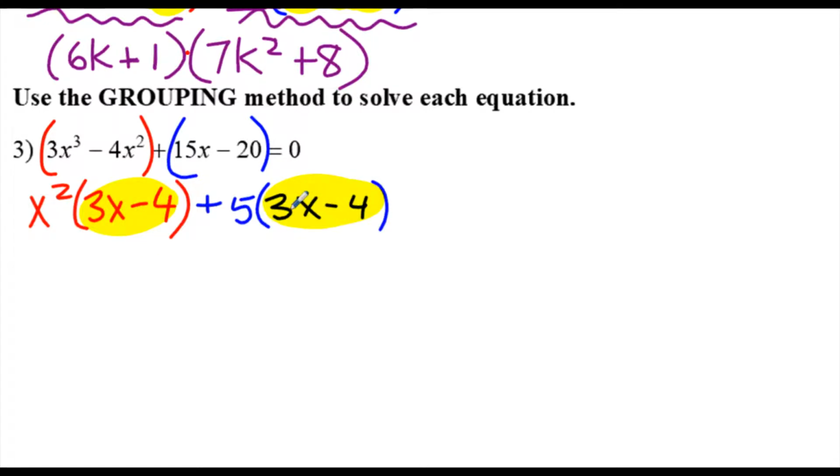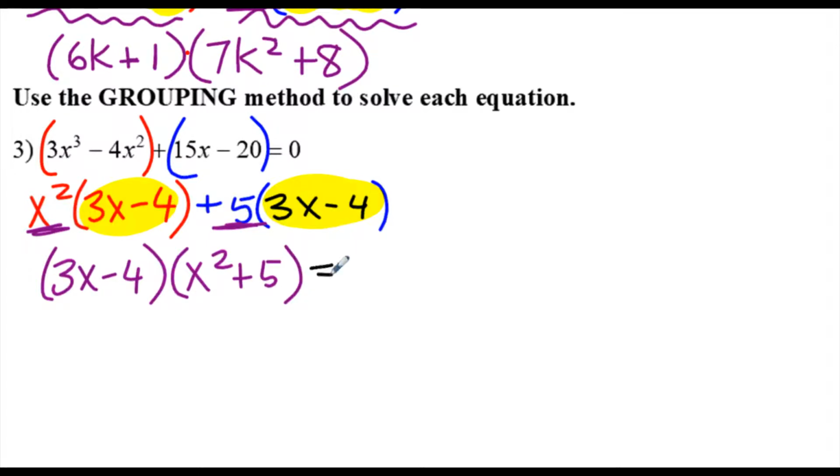So the whole thing that makes this work is when you've got these two terms right here that match, or these two binomials that match. If they don't match, then you messed up. You better start over and try again. But if they do match, then you're in great shape. You just write down that match, 3x minus 4, and then you write down the other part, x squared plus 5.